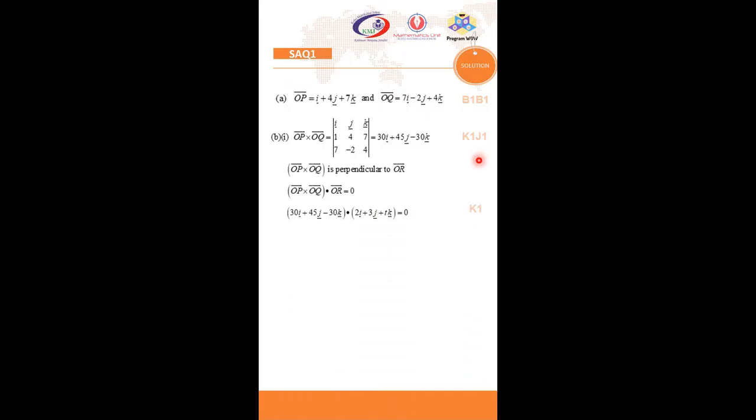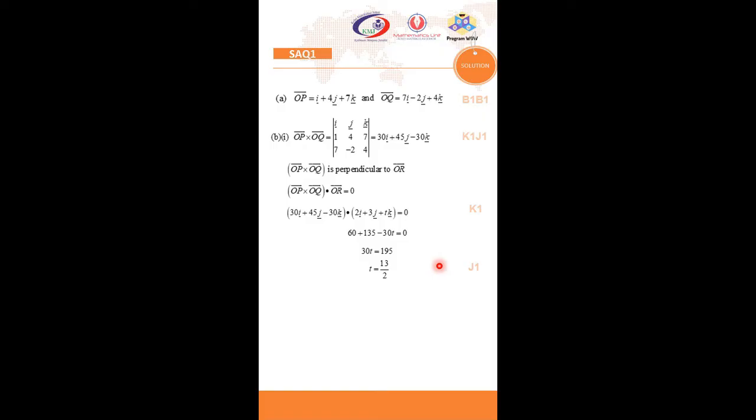And then it mentions that this cross product is perpendicular to OR. So use the condition: if two vectors are perpendicular, the dot product equals 0. Okay, and then we find the dot product and equate it with 0. And somehow we should have an expression in terms of T over here. And then we solve and find the value of T, which is 13 over 2.